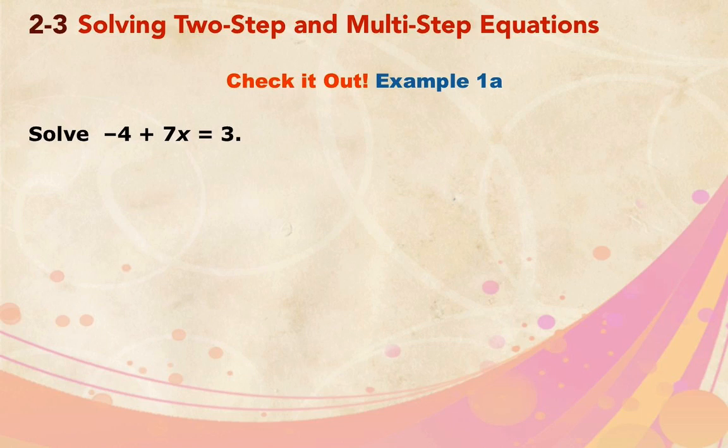Here's another one here, negative 4 plus 7x equals 3. I'm going to do the same method, make sure all my variables are on the left. There's my warp zone there. 7x is on the left, so I'm good. I don't have to change the 7.